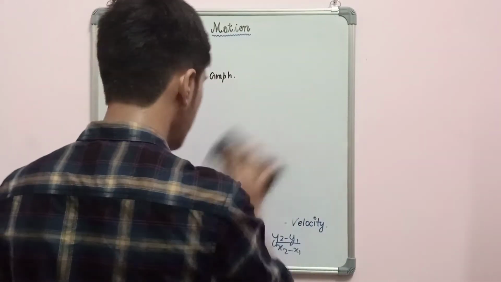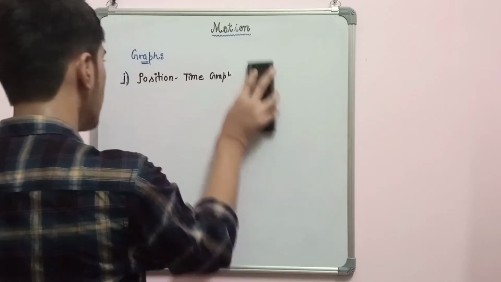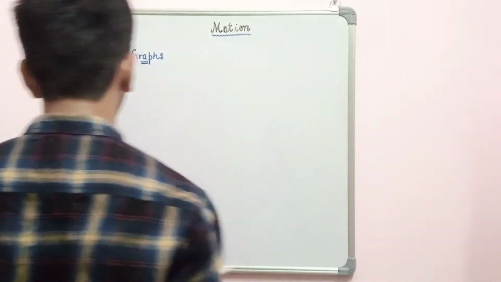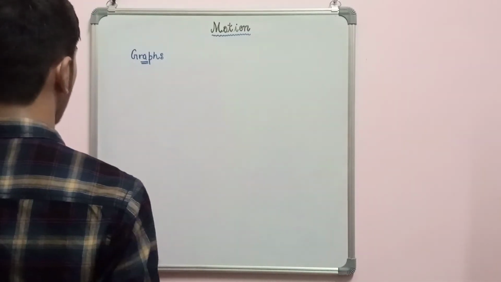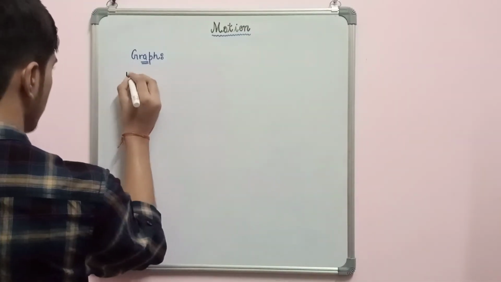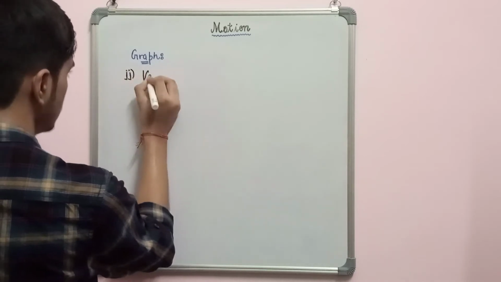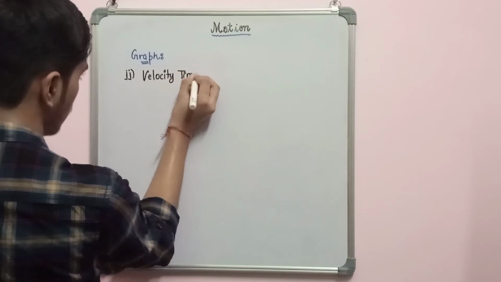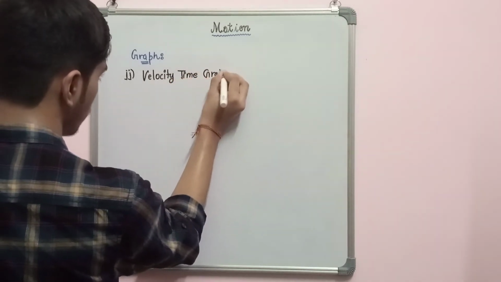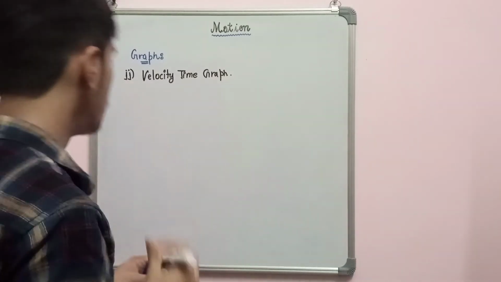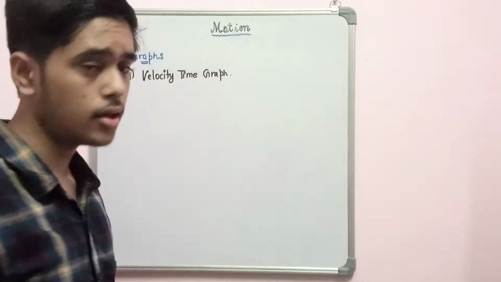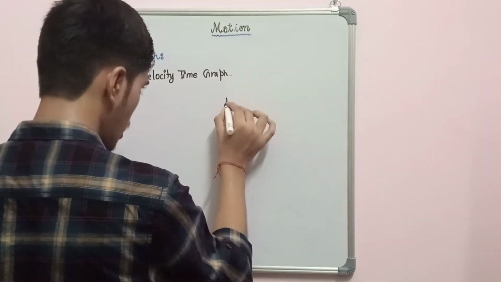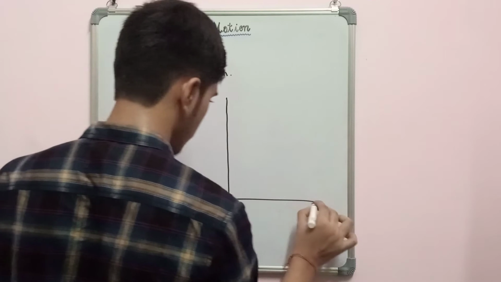Now comes the most important part of graphs, that is the velocity-time graph. That is very important. Velocity-time graph. So here, what will actually be the figure? Let us draw it. Now I have learned to draw these straight lines on the board.